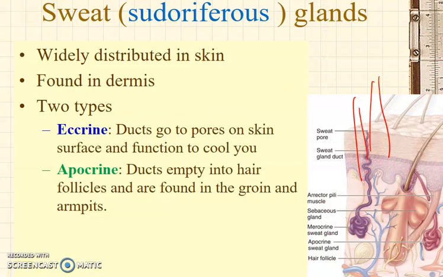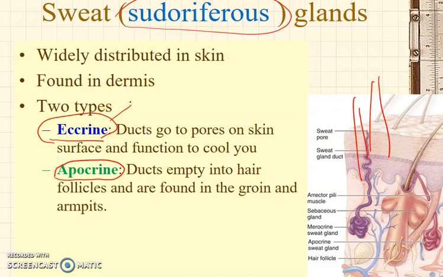So there are two types of sweat glands. Sweat glands are called sudoriferous glands. And I'm going to call them eccrine and apocrine. One of the textbooks we use, I forget which one, mistakenly calls this one a merocrine gland. And it is actually a merocrine gland, and so is this one. So you can't really call either of them merocrines because they're both technically merocrine glands. So this is an eccrine gland, and then the other one is an apocrine gland.